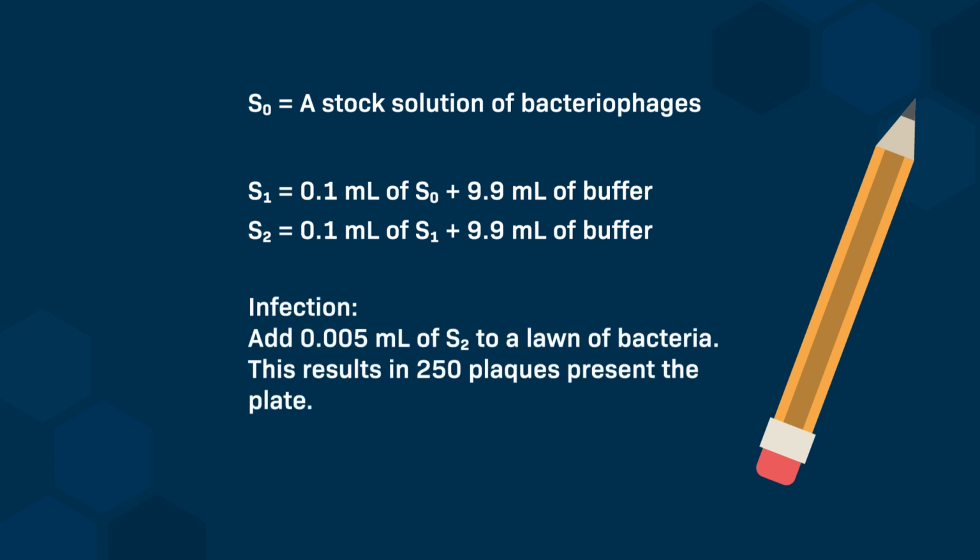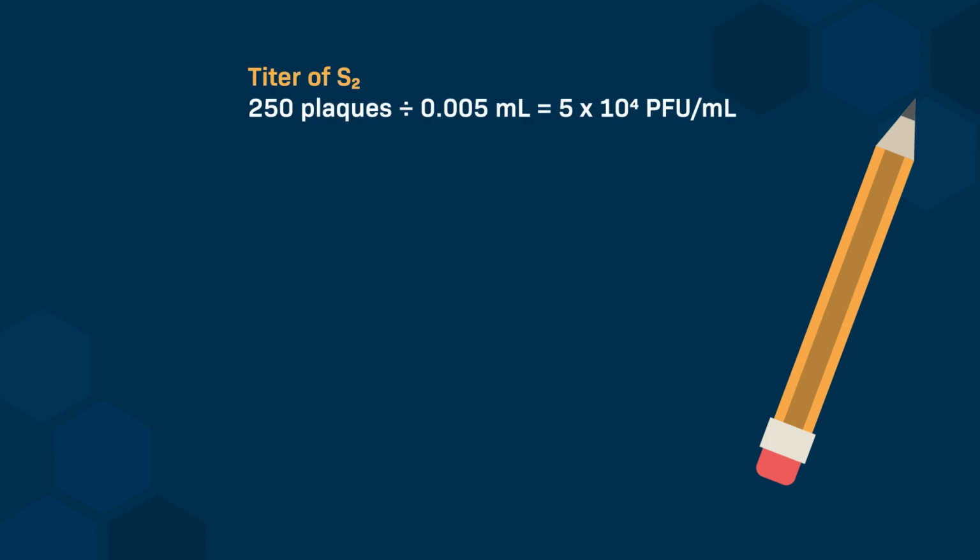Next, we took 0.005 milliliters of S2 and plated it onto a bacterial lawn. After incubation, we observed 250 plaques on the plate. To find the titer of the stock solution, S0, we back-calculated from this observation. We determined that the concentration in S2 was 50,000 plaques per milliliter.